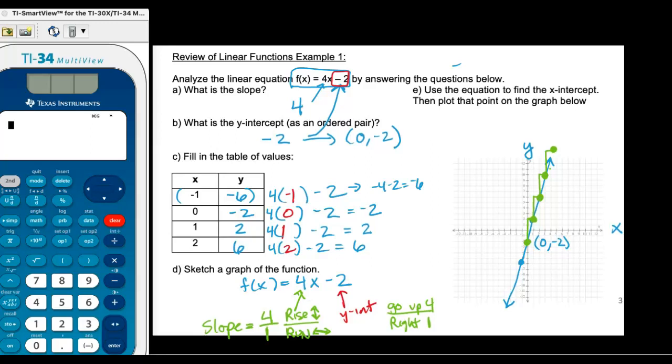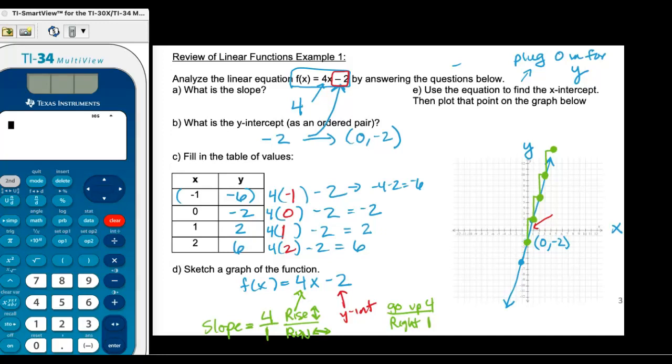And then the last part, use the equation to find the x-intercept, then plot that point on the graph below. Now we could probably estimate, just eyeballing it there, it looks like it's maybe between 0 and 1, but these tick marks are so small that it's really hard to see. So the nice thing about the equation is we can find an exact x-intercept if our eyes just can't find it exactly. So all we have to do is take our equation and plug 0 in for y and solve for x. Because at the x-intercept, the y is 0. You're not going up or down. You're staying at the x-axis.